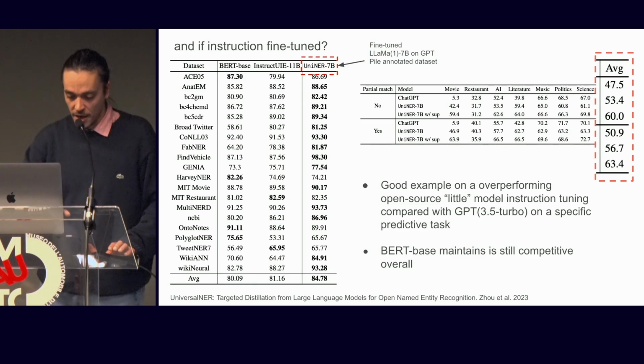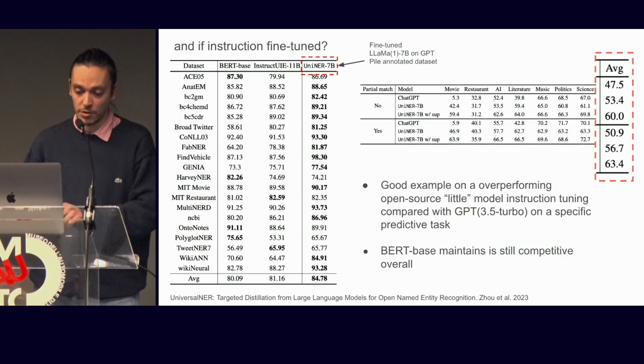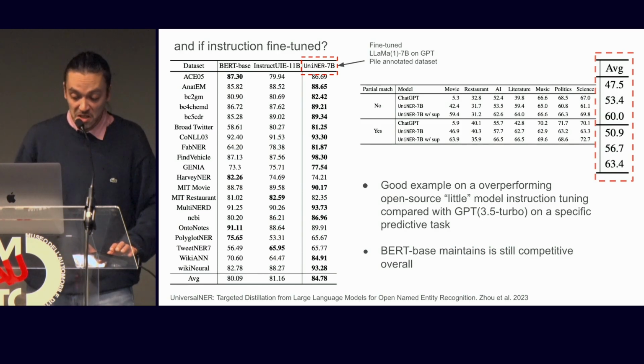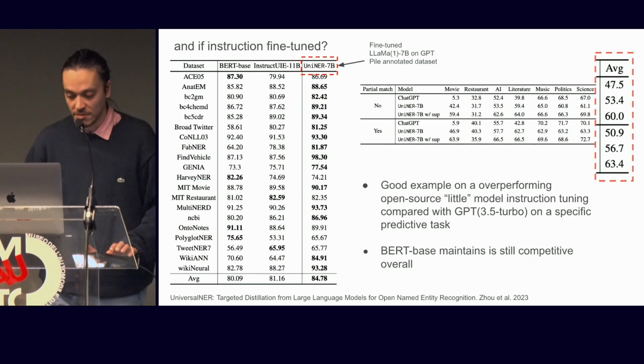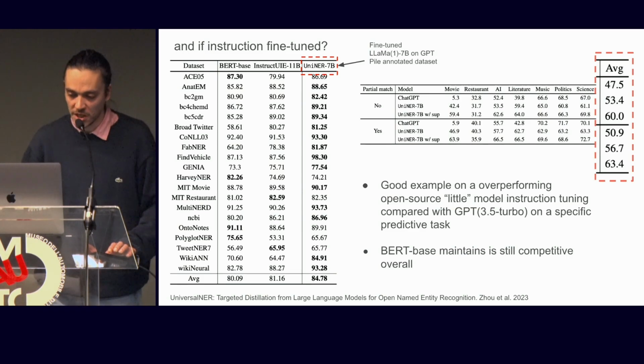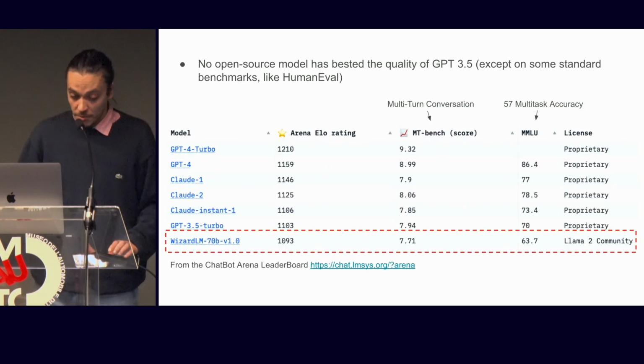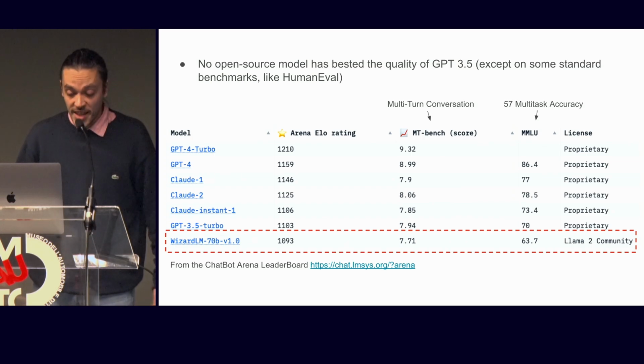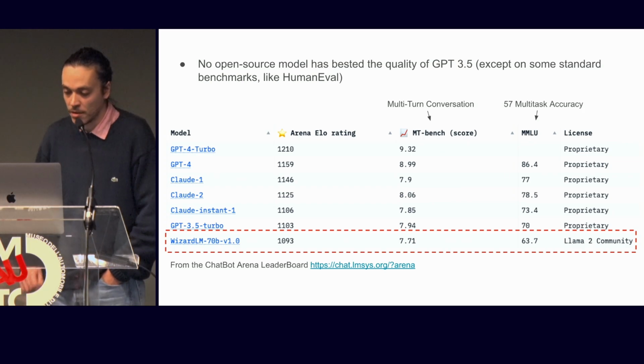We can see here at the bottom of the slide, however, this comparison with a classic BERT-based fine-tuning, and we can see that a BERT-based model is still competitive overall. There is a difference, but not too much. However, nowadays, in the world of LLMs, no open source model is better in quality than GPT-3.5, except for some specific evaluation datasets.